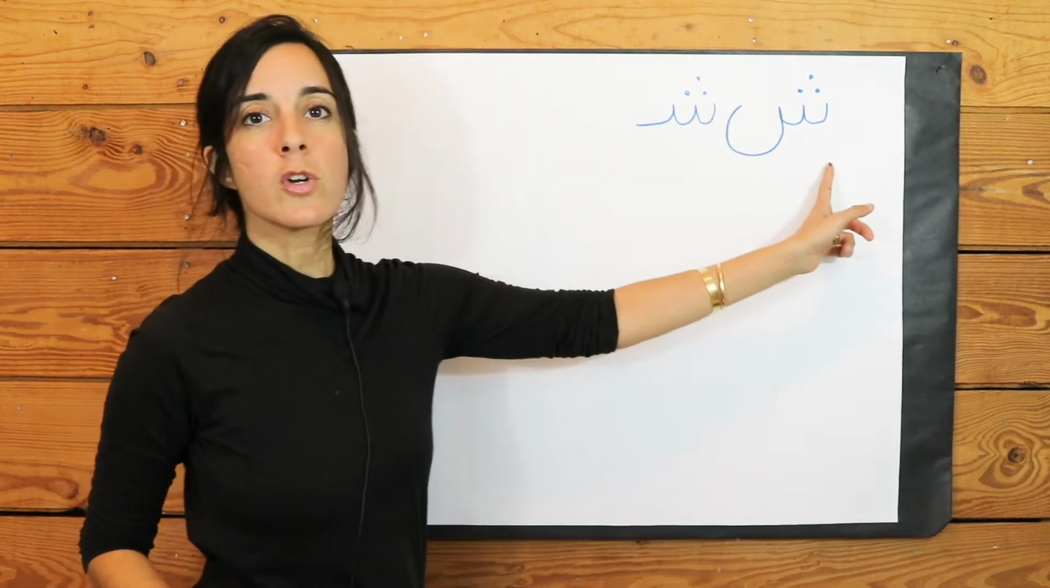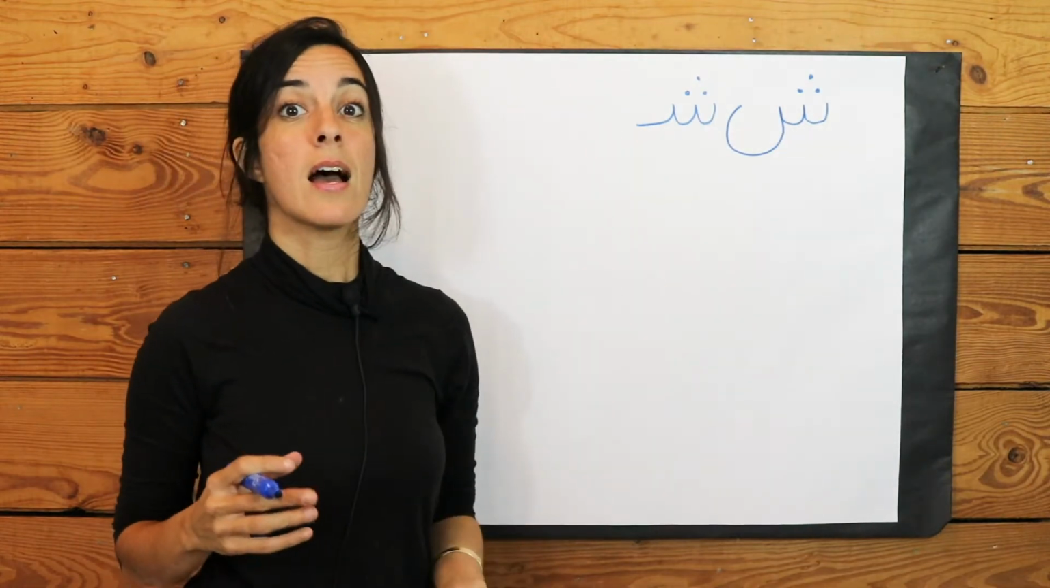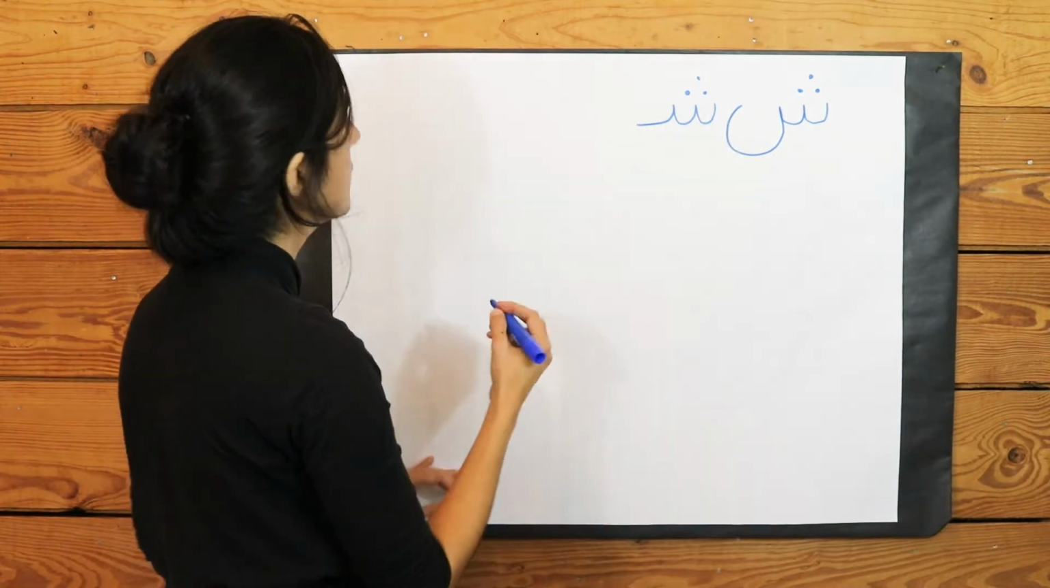So she bozorg and she kuchik. And it's exactly the same as our se. You'll see squiggle, and that's that letter.